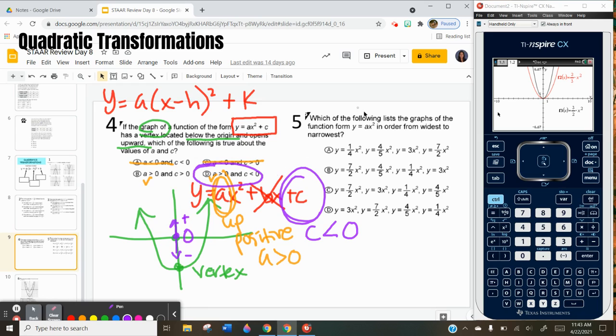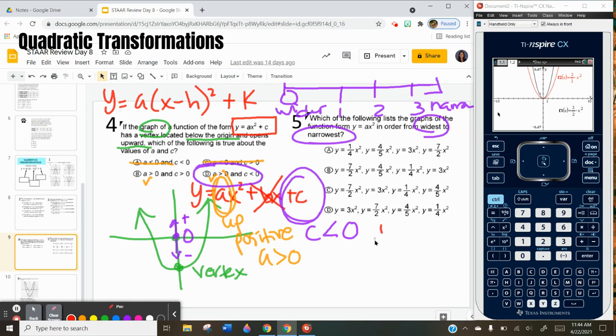Okay, problem number 5. Which of the following lists the graphs of the function form y equals ax squared in order from widest to narrowest? Widest means that it's closer to 0. As it gets bigger, something like 1, 2, 3, this becomes more narrow. So again, this is wider over here, narrower over here. So we're looking at those numbers and we just have to figure out the order.